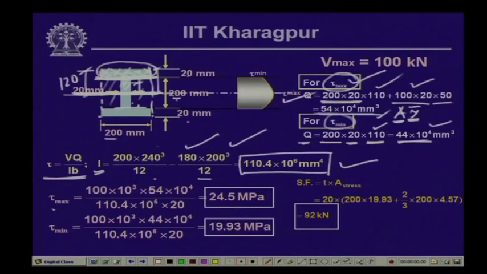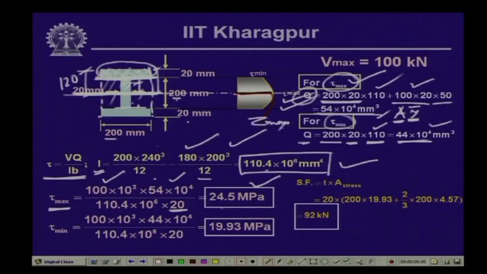Now, if we compute the maximum shear stress, this is the Q to be used. The shear value is 100 kilonewtons, so 100 times 10 to the power 3 Newton, 54 into 10 to the power 4 is Q, and I is 1110.4 into 10 to the power 6, multiplied by t, which is 20. This gives us a value of 24.5 MPa. So, this is the maximum shearing stress at the neutral axis position. This is the value of the maximum shear stress, tau max.